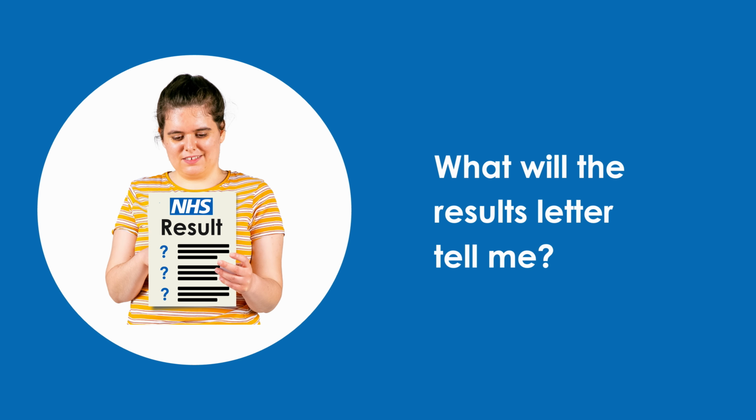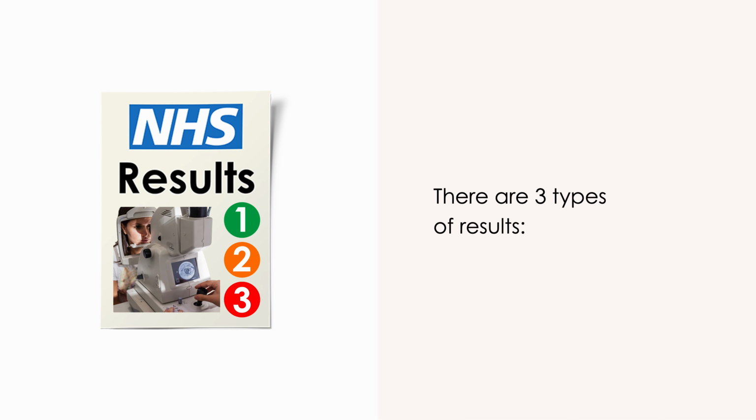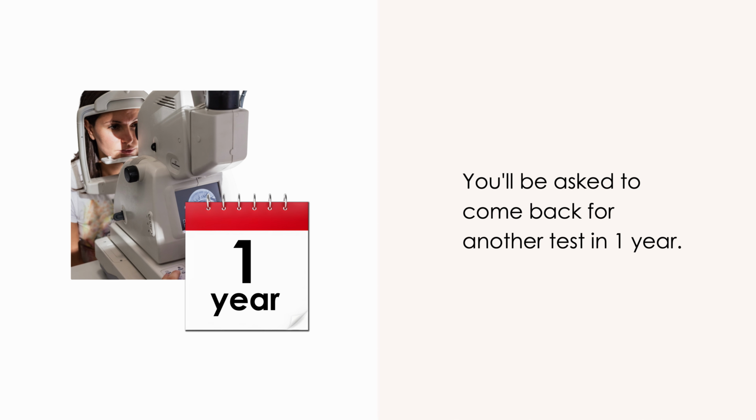What will the results letter tell me? There are 3 types of results. 1. No retinopathy, which means no changes to your eyes were found. You'll be asked to come back for another test in 1 year.